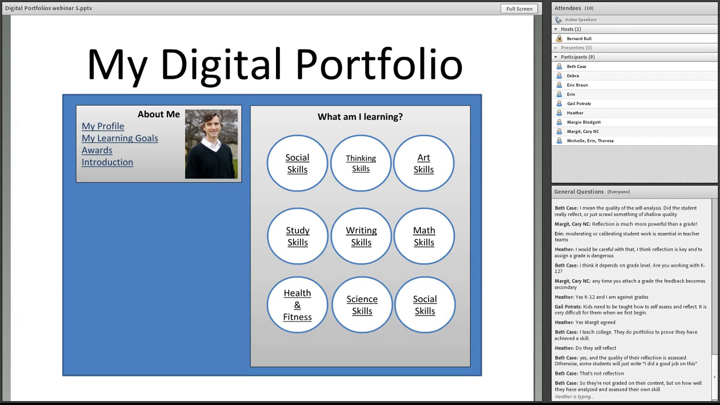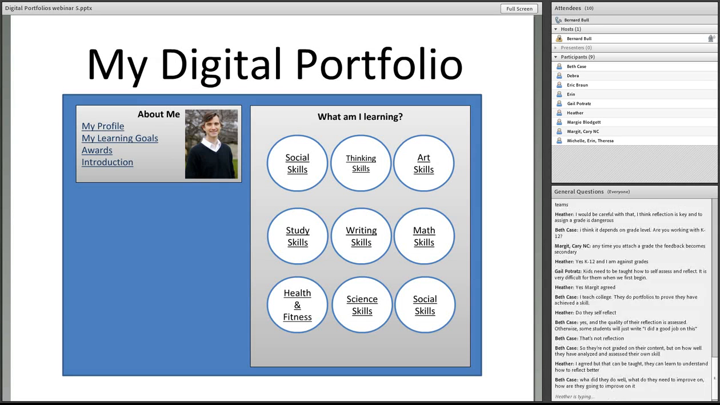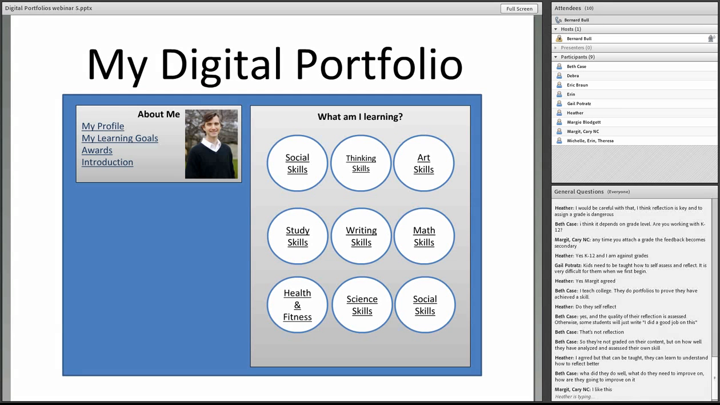But it might look like something simple like this in terms of the home page of a digital portfolio. So you might see some kind of personal information, like in a profile where there's a little background, a person's past and credentials and interests, maybe a place for the person to include some of their own personal learning goals and aspirations, some awards, a brief introduction to the portfolio and what it might say.